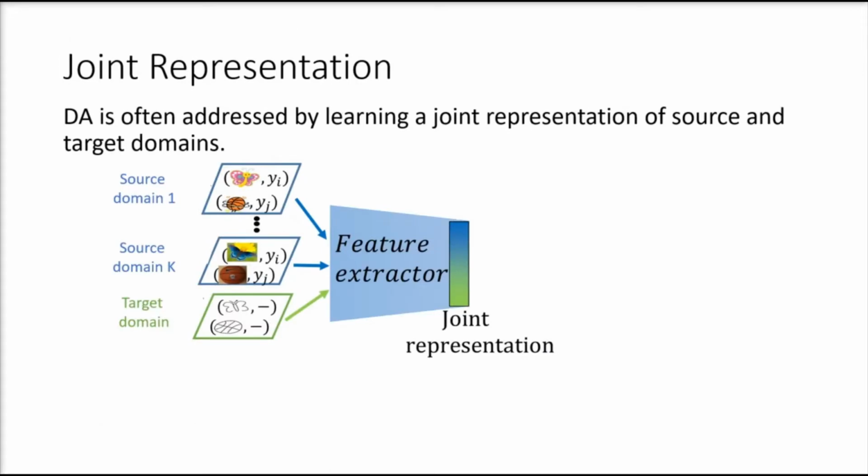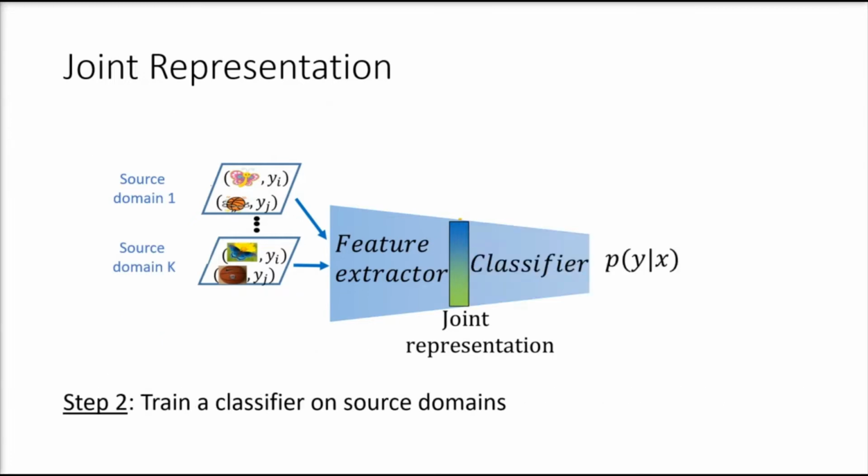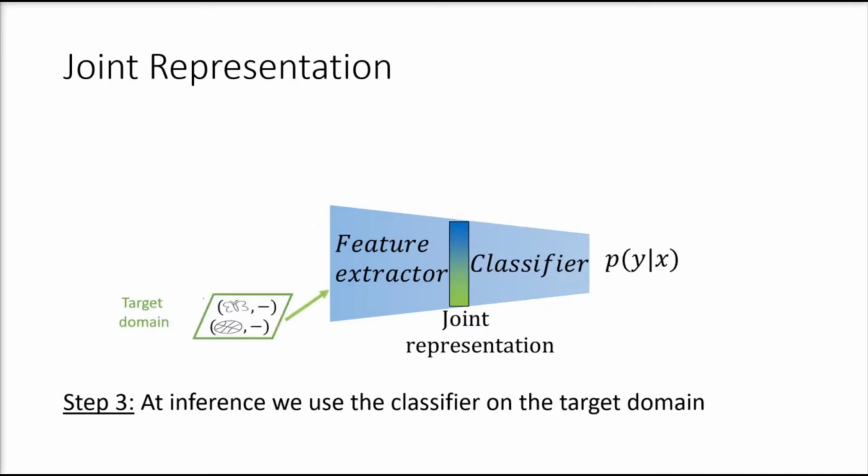This domain adaptation challenge is often addressed by learning a joint representation of source and target domains. At the first step, we train a feature extractor using a discrepancy loss. The loss aims to erase information about the domain each sample came from. Then, we train a classifier on the source domains. At inference, we use the classifier on the target domain.